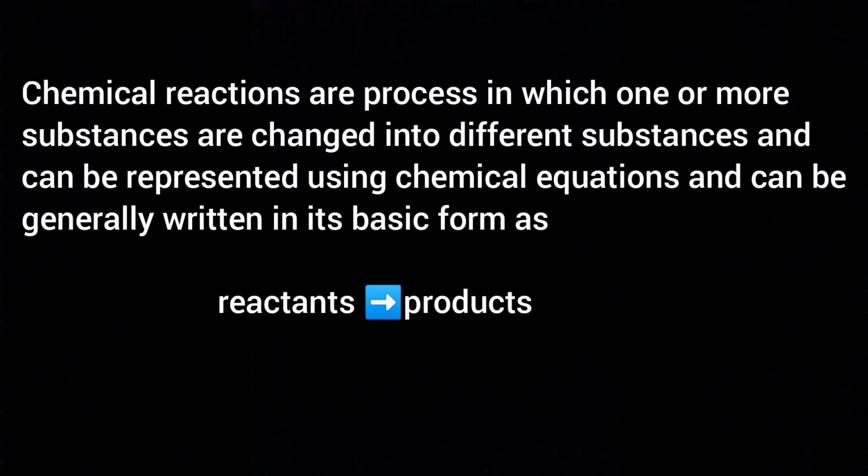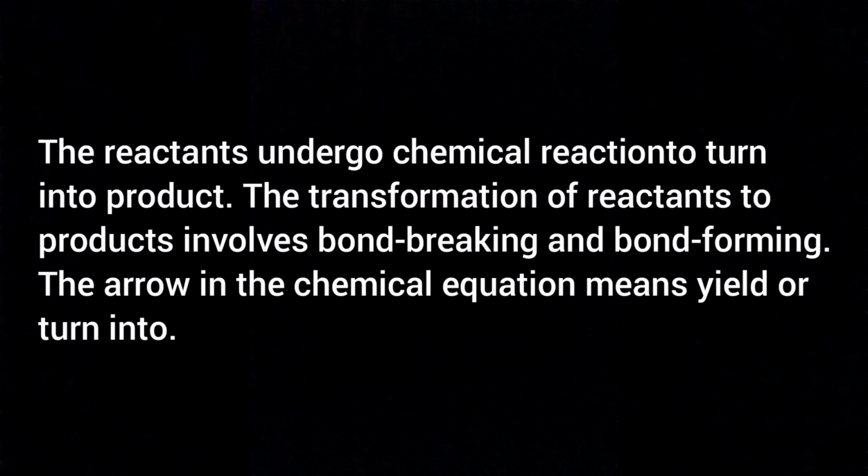So, chemical reactions are processes through which one or more substances are changed into different substances and can be represented using chemical equations, and can be generally written in its basic form as reactants yields to products. The reactants undergo chemical reaction to turn into products. The transformation from reactants to products involves bond breaking and bond forming. The arrow in the chemical equation means yield or turns into.